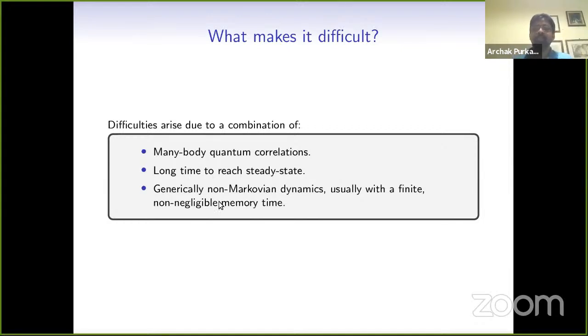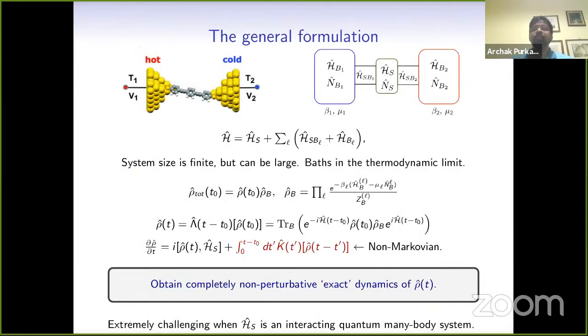And the other problem is it's generically non-Markovian, usually with a finite but non-negligible memory time. If you don't know what non-Markovian is, I'll explain in a little while. So a combination of these things makes it very difficult to do any kind of numerics or analytical techniques, right? So now let's go to a more concrete formulation of the problem. Like, how do you think about these things?